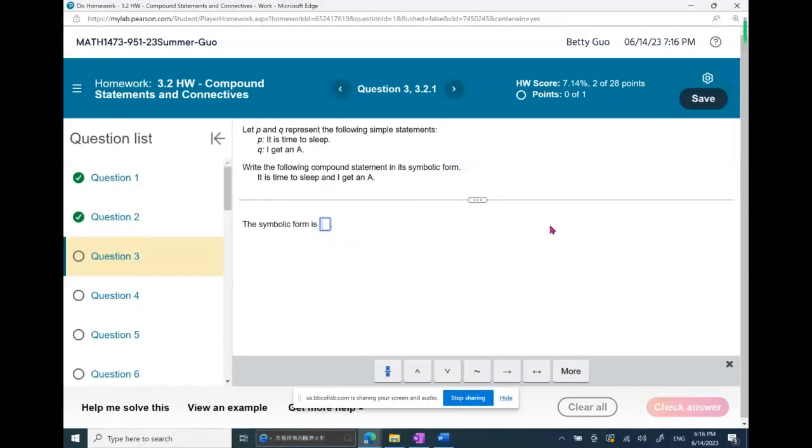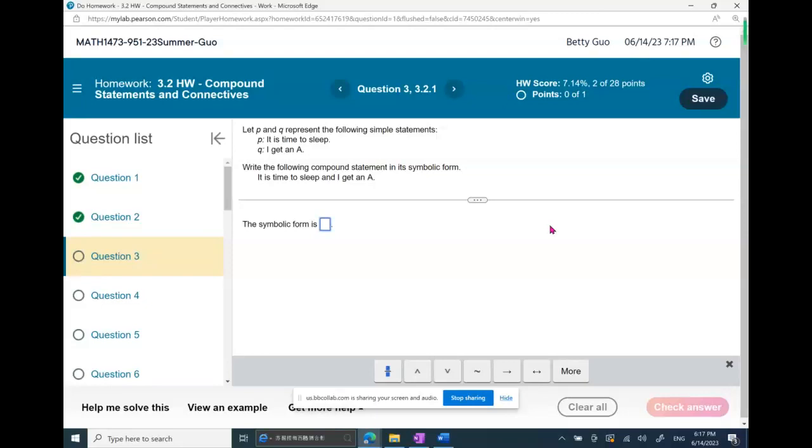What do you think? How do you use symbols to express the compound statement? The compound statement says, it is time to sleep and I get an A. You might think, what does that even mean? It doesn't make any sense, right? So when we learn this chapter 3, all that matters is logic. Some logical arguments are valid but not sound. So sometimes if the sentence doesn't make any sense to you, it is probably because it's not sound.